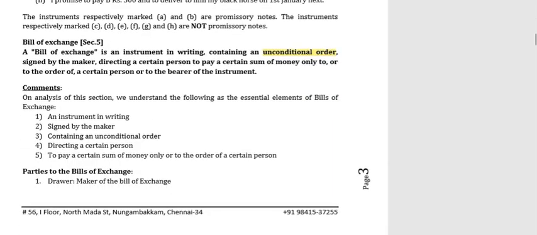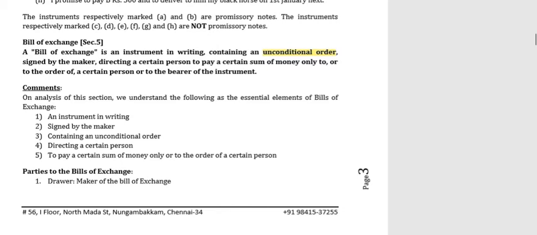Now, coming to Section 5, Bill of Exchange. A bill of exchange is also an instrument in writing. It is also signed by the maker and it contains an unconditional order. This is what makes a bill of exchange distinct. It contains an unconditional order signed by the maker directing a certain person to pay a certain sum of money only, or to the order of a certain person, or to the bearer of the instrument.